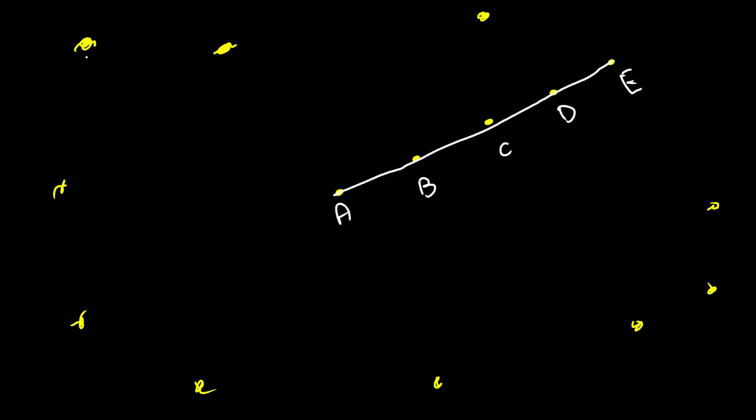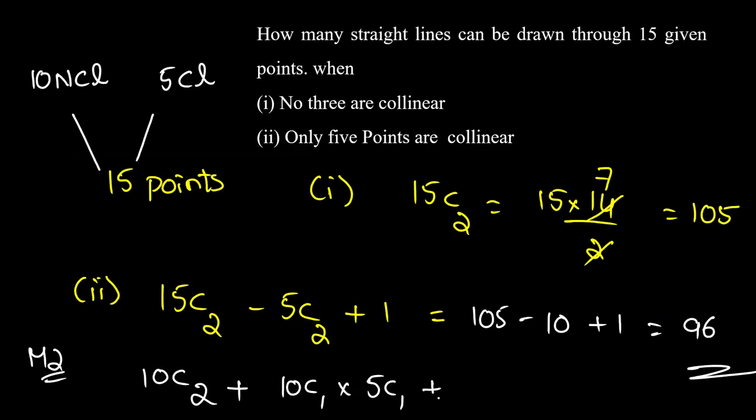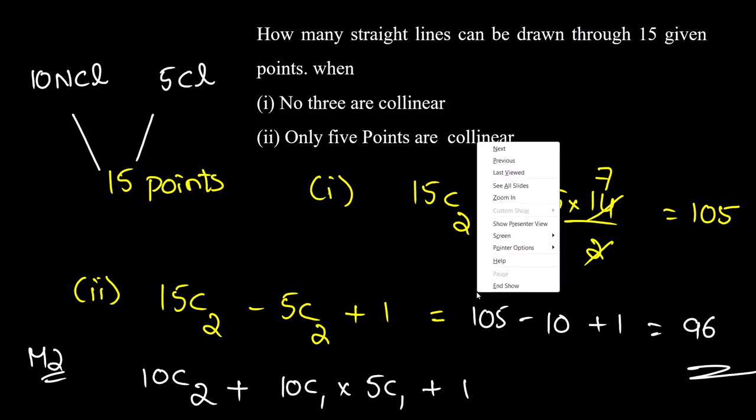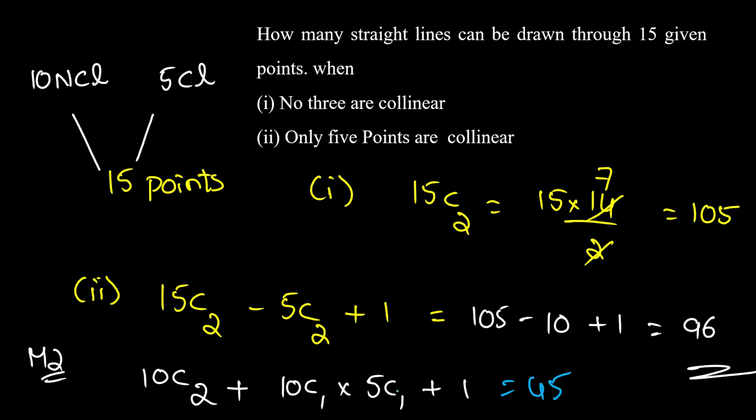I am showing you this is one line. These are 2 non-collinear points I picked. This is also one straight line only. 1 from collinear I have taken, 1 from non-collinear I have taken. All different combinations. That's what 10C1 into 5C1 plus 1. What is that plus 1? All collinear should be considered as 1 line. 10C2 is 45. 10C1 into 5C1 is 50, plus 1, it's 96 only.